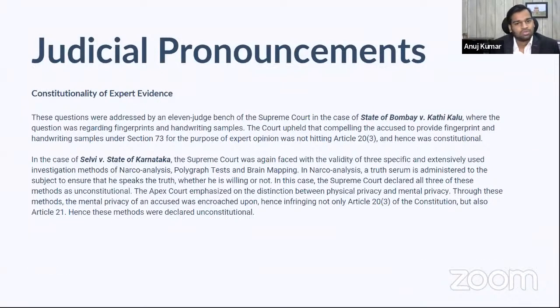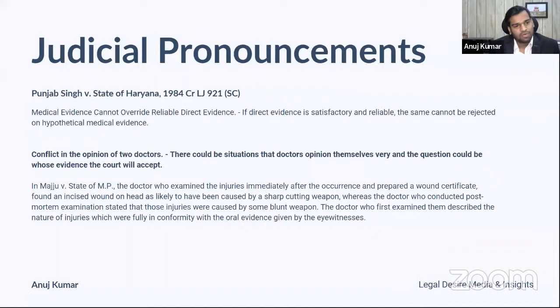So another case we have: there can be situations where medical evidence cannot override reliable direct evidence. There can be a medical opinion and there can be direct evidence. In that case, if the direct evidence is satisfactory and reliable, it cannot be rejected on the basis of medical evidence. It might be because the medical opinion can be the result of corruption, or undue influence, or maybe the person is taking the side of someone.